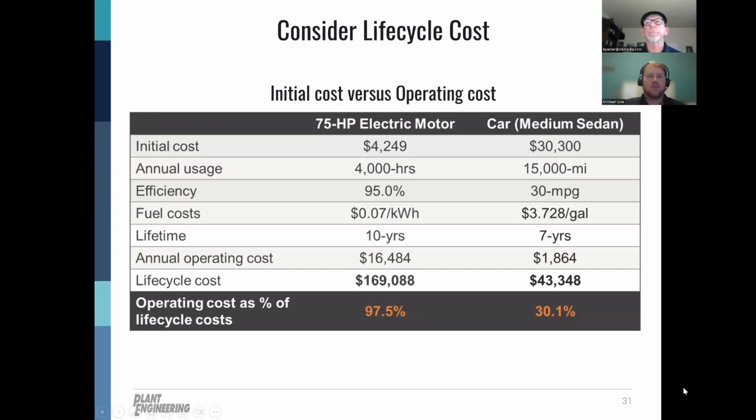So next we have an example just to compare the life cycle cost. Looking at the initial cost versus operating costs of a standard electric motor versus a standard medium-sized sedan car, like a Honda Accord, Toyota Camry, Nissan Altima, Chevy Malibu, something like that. Some of the more popular cars on the road. So notice here in the table the purchase price, annual usage, efficiency for the motor or miles per gallon for the car, the fuel cost.